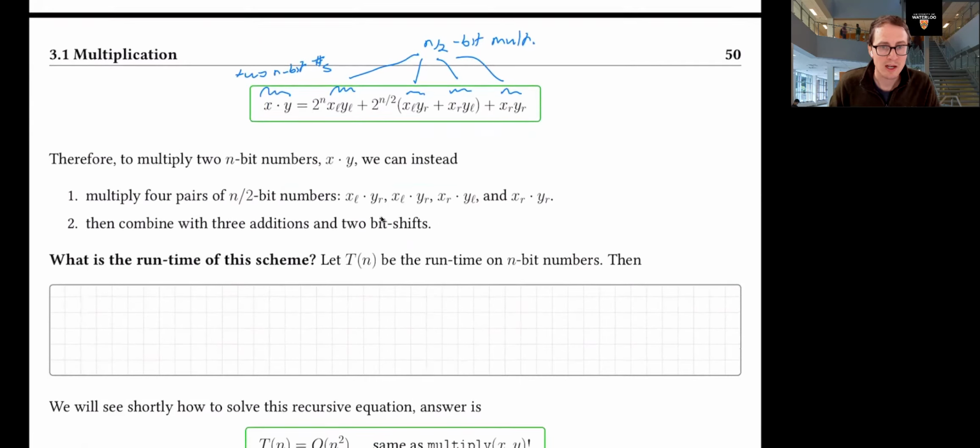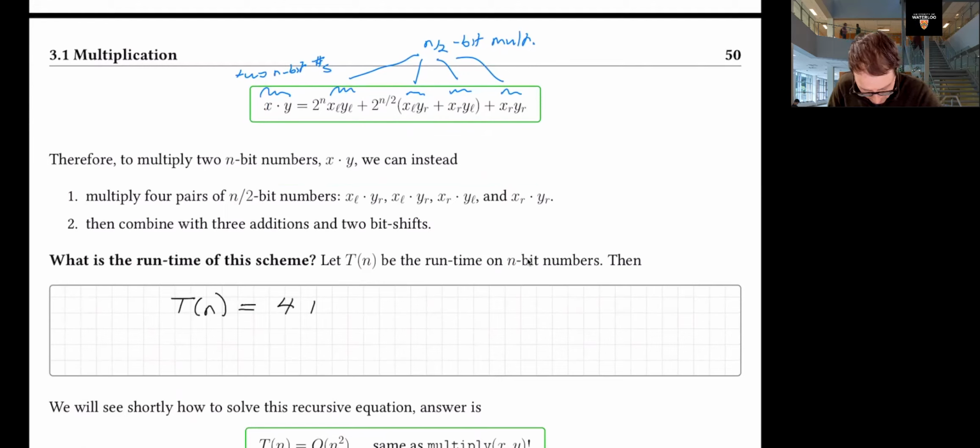So what's the runtime of this? Well, the idea is we write down, let T of n be the runtime on n-bit numbers. Then we can see that to compute T of n, we've performed 4 multiplications of n over 2-bit numbers.